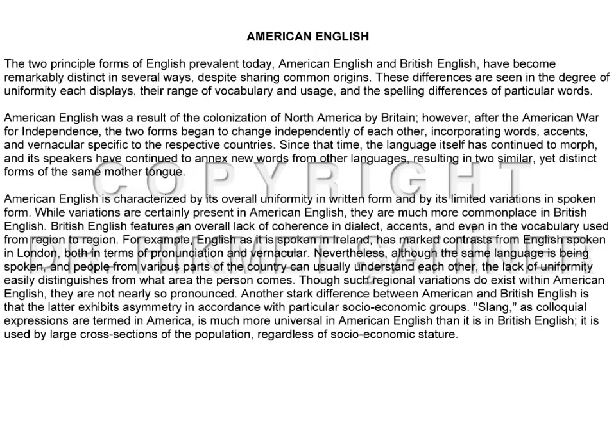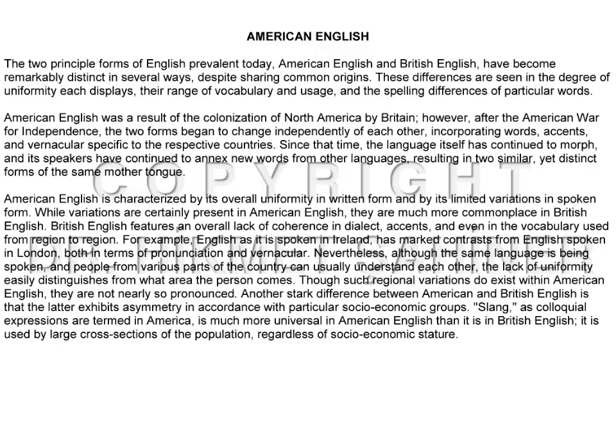American English. The two principal forms of English prevalent today, American English and British English, have become remarkably distinct in several ways, despite sharing common origins. These differences are seen in the degree of uniformity each displays, their range of vocabulary and usage, and the spelling differences of particular words. American English was a result of the colonization of North America by Britain.